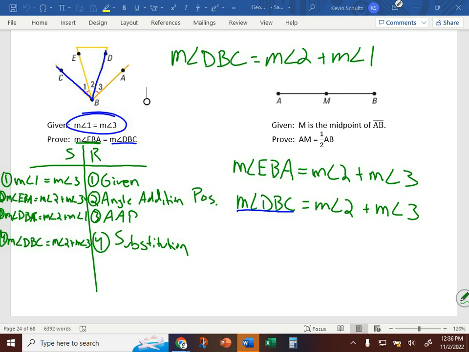We have two different things that are equal to the same thing, okay? Which means that those two different things are themselves equal to each other. If EBA is 2 plus 3 and DBC is 2 plus 3, then EBA has to be equal to DBC. So the measure of angle EBA is equal to the measure of angle DBC, and we get that because of the transitive property.